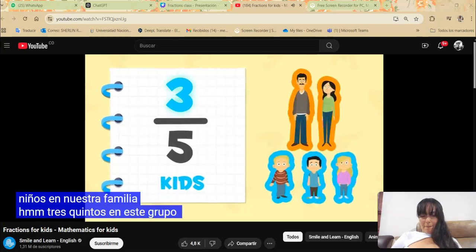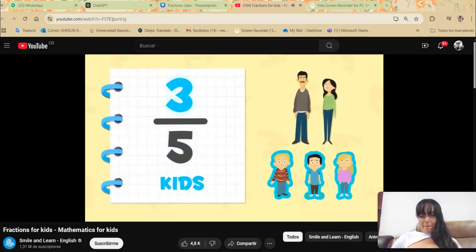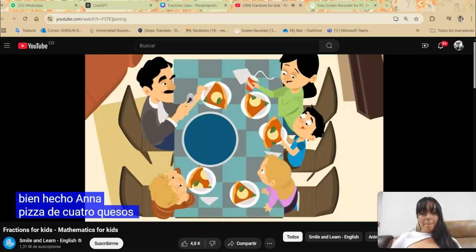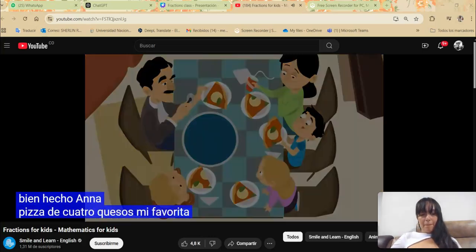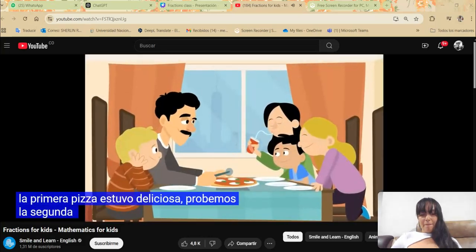3/5. In this group of 5, 3 people are kids. Well done, Anna. 4 cheese pizza, my favorite. The first pizza was delicious. Let's try the second one.